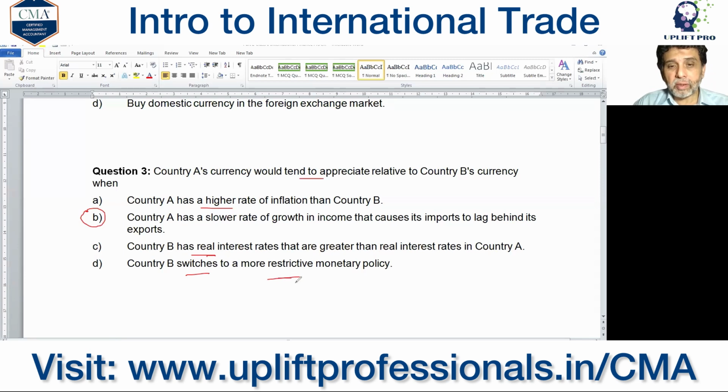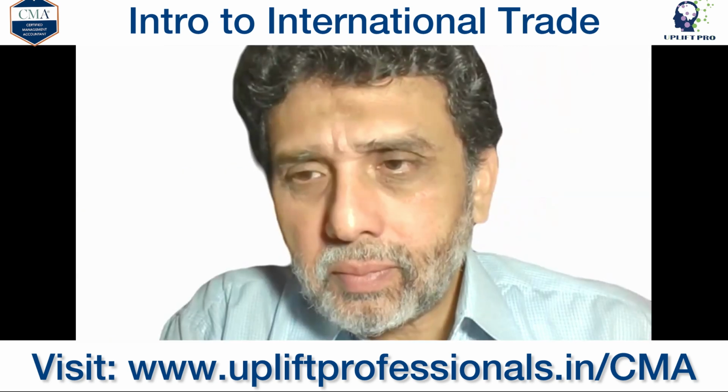Restrictive monetary policies control the supply of country B's currency. The bank does this in various measures. They increase the cash reserve ratio. They would increase the interest rates. Raising interest rates is also a restrictive monetary policy, because lending rates would go up and people will not borrow money so much. The supply of the local currency is reduced, so the currency would tend to appreciate. So all others would make B's currency appreciate and A's currency depreciate, except B. I hope it's clear, everybody. Right. See you.